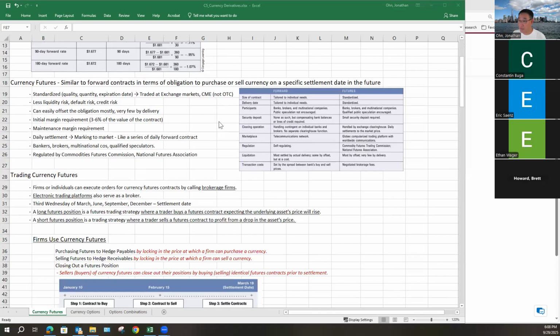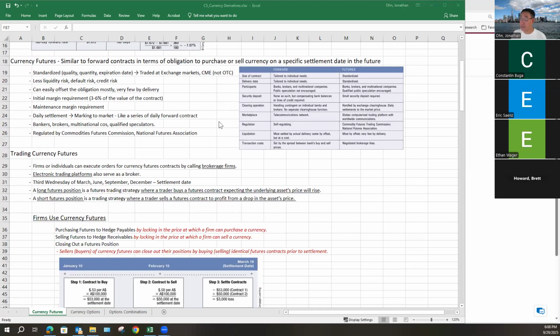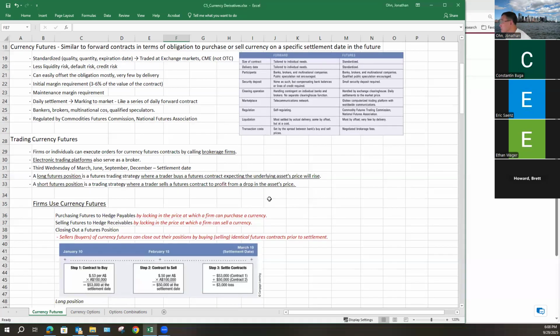And currency futures contract. Let's talk about that. All right, Aiden.